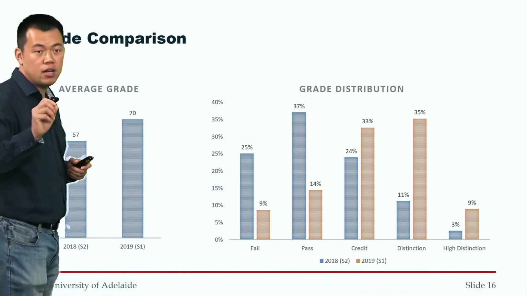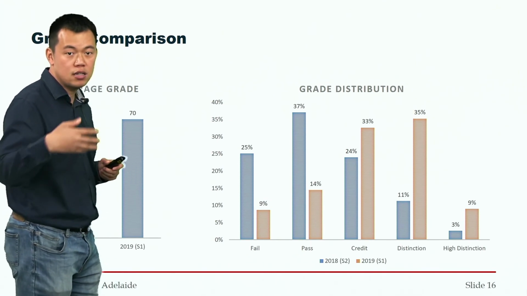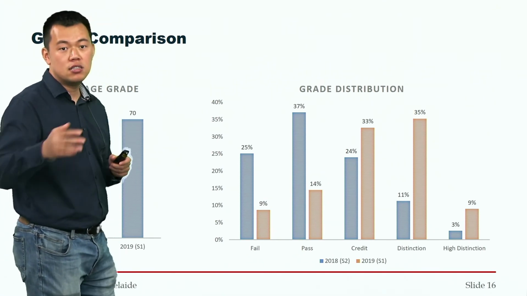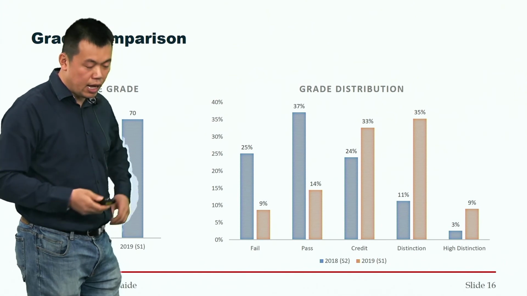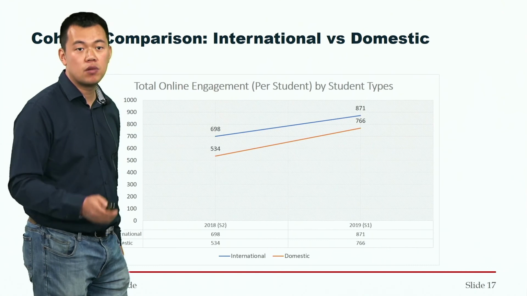As we can see, the failure rate significantly dropped, and the pass rate significantly rose, of course, and also the credit, distinction and high distinction grades are now more equally distributed in the course.